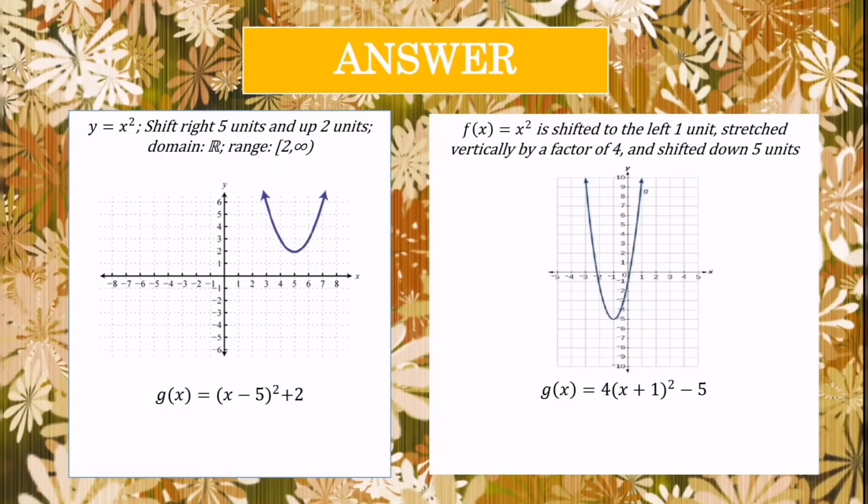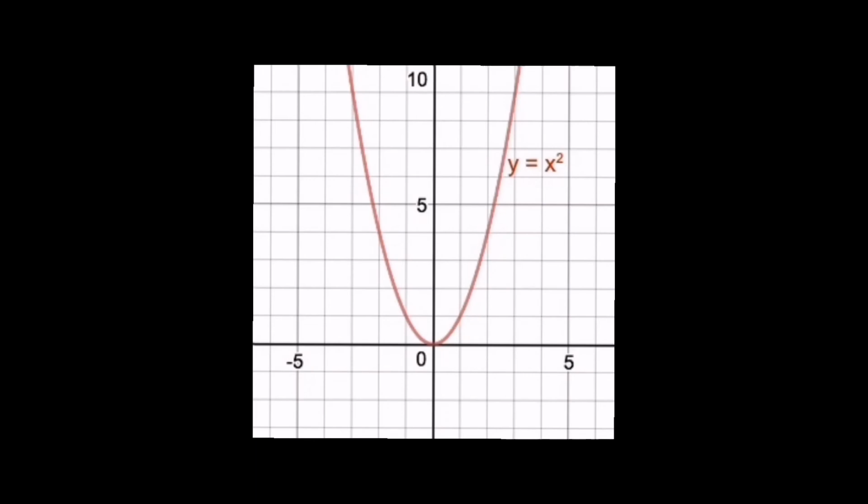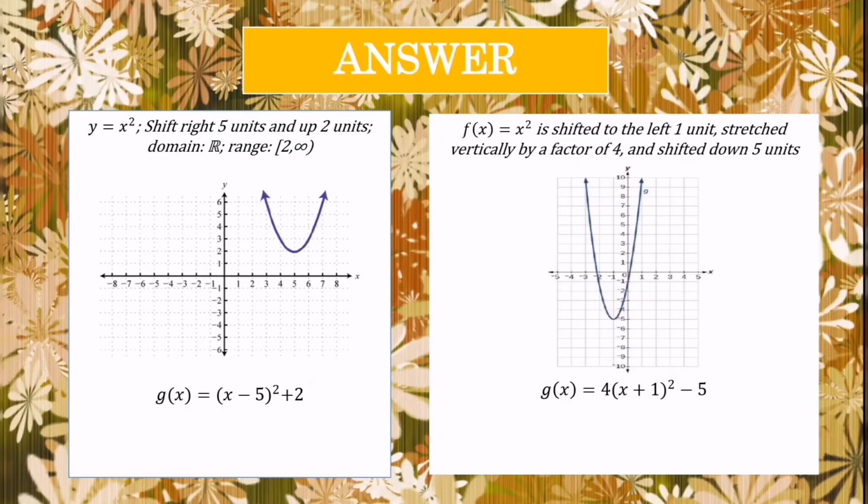For the answer, first we need to know that the graph for y equals x squared is like this. So we can see that the graph is shifted right 5 units and up 2 units. So the domain is all real numbers and the range is 2 to infinity. The reason we shift 5 units to the right is because x minus 5 equals 0, and we get x equals 5, so it's positive. That's why we shift it to the right.